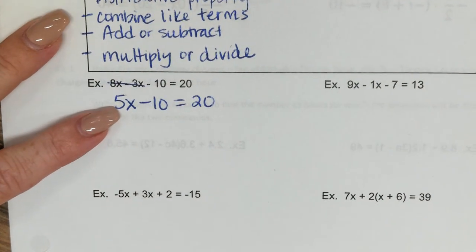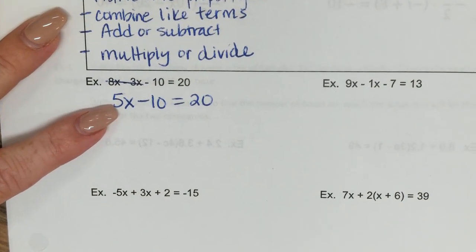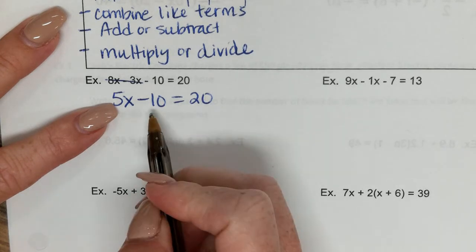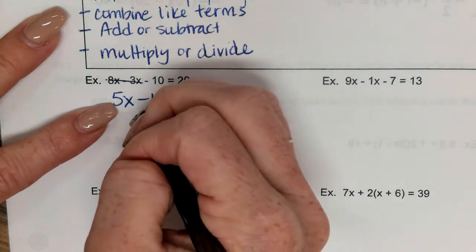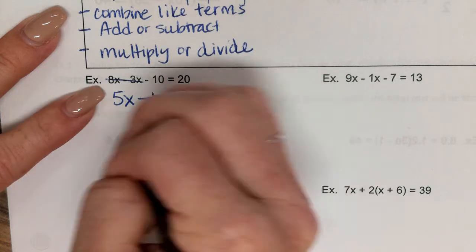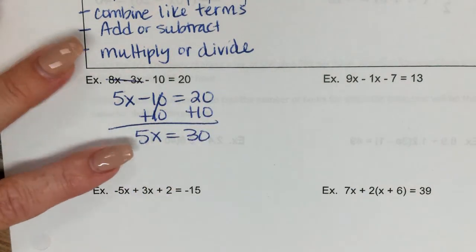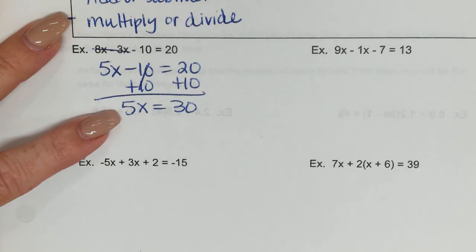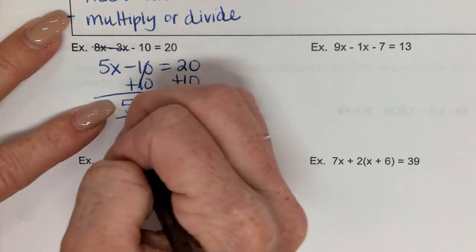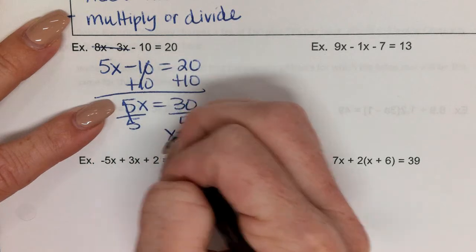Now it is a two-step equation just like 7th grade. What am I going to get rid of first? So plus 10. Bring down my 5x equals 30. How am I going to get rid of the 5? Divide by 5. And so x equals 6.